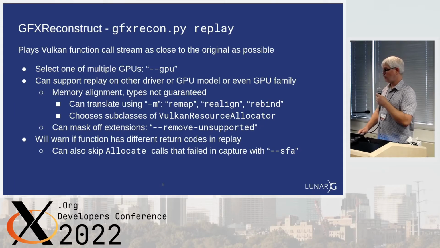In the case that a captured application made allocations that failed, then in replay, we'll try and make those allocations too, and sometimes they succeed. What that means is that the memory access pattern changes on replay. To prevent that, you can provide skip failed allocations, or SFA for short. That means that anytime an allocation was made in capture that failed, we just don't do that on replay.